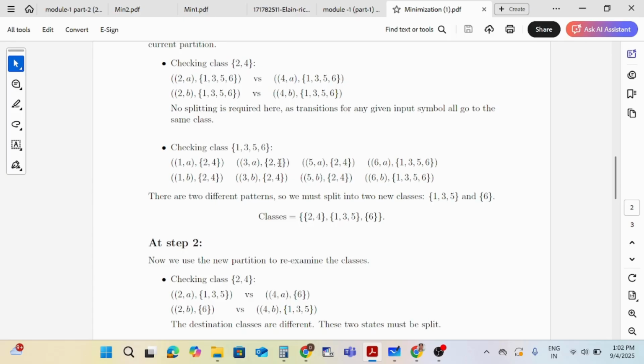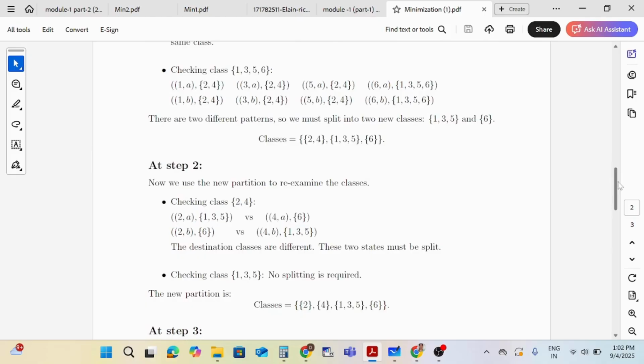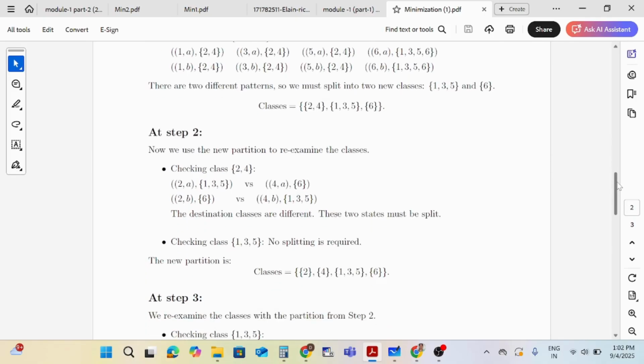Now we are going to be splitting. Earlier 1, 3, 5, 6 was one group. Now 1, 3, 5 is going to the same class group, whereas 6 is going to a different class. So we are going to split it as 1, 3, 5 and 6. Now step 2 will have 3 class groups: 2, 4, then 1, 3, 5, and 6.